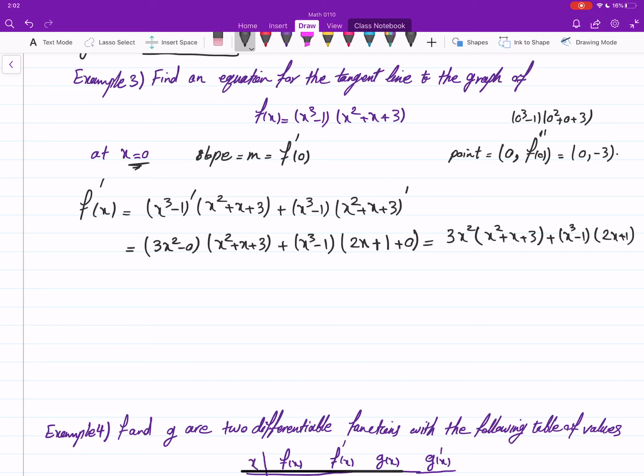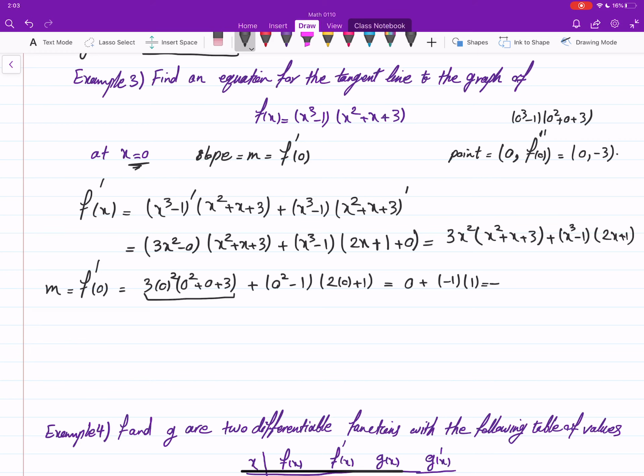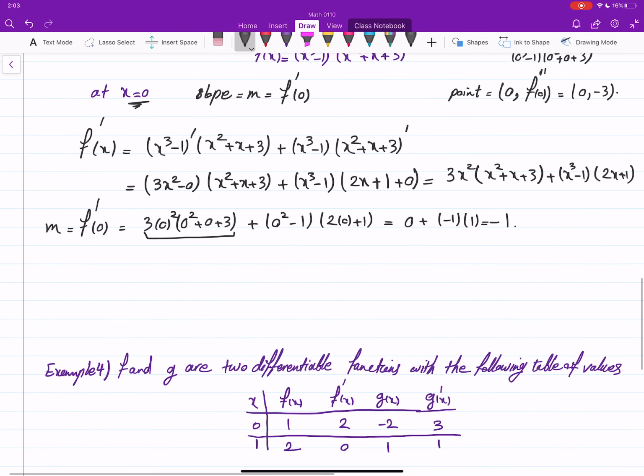So we have f prime. If we plug in 0 into that, we get the slope. It means that we have 3 times 0 squared plus 0 plus 3, plus 0 cubed minus 1 times 2 times 0 plus 1. The first piece is 0, plus negative 1 times 1, which gives us negative 1. So the slope is negative 1. We have the point, we have the slope.